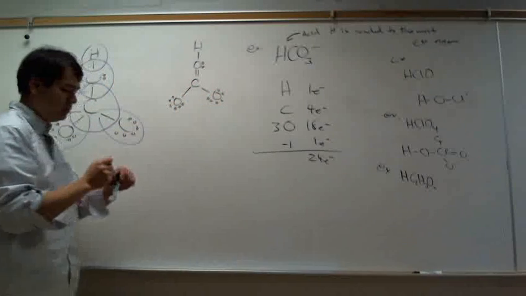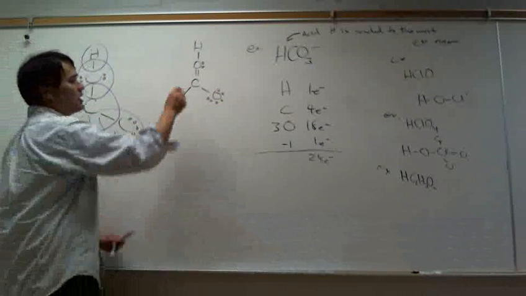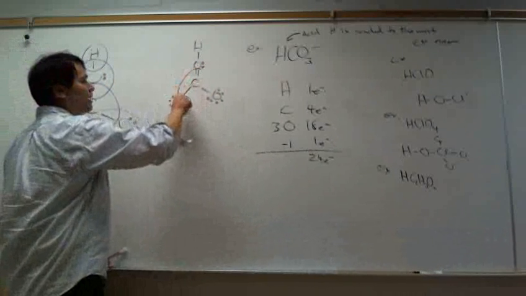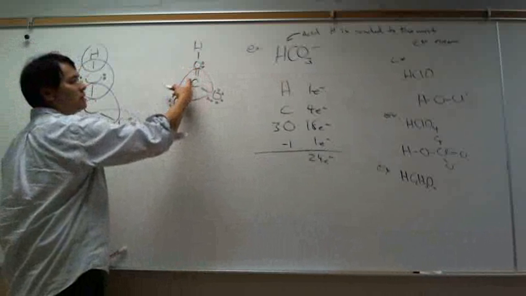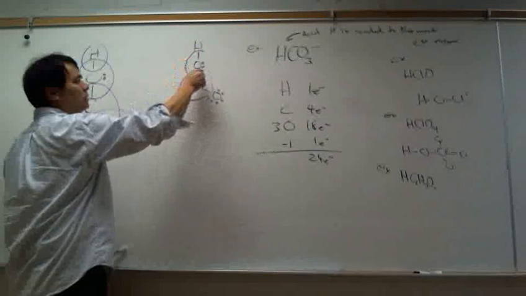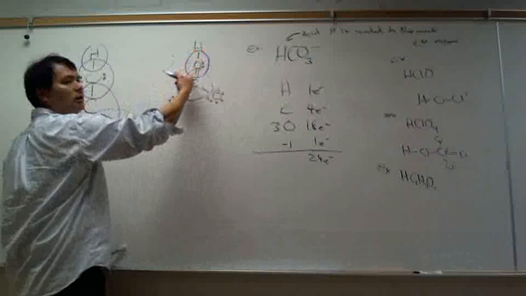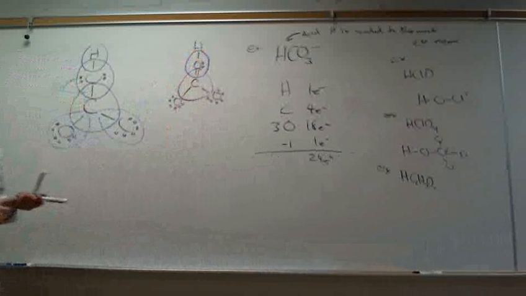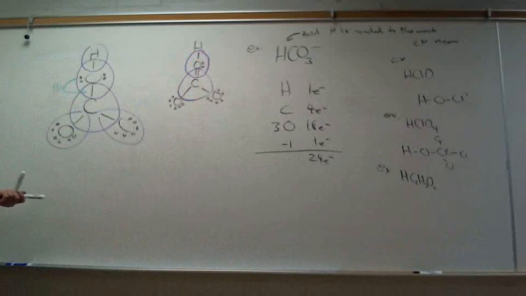And when we do that, we just completed carbon's octet. Did we sacrifice oxygen's octet to make carbon's octet? No, because this oxygen still has an octet. And so we're good. That's choice 1.